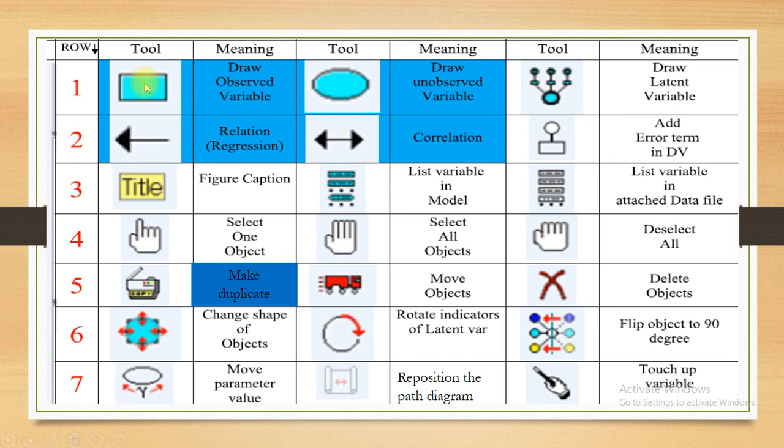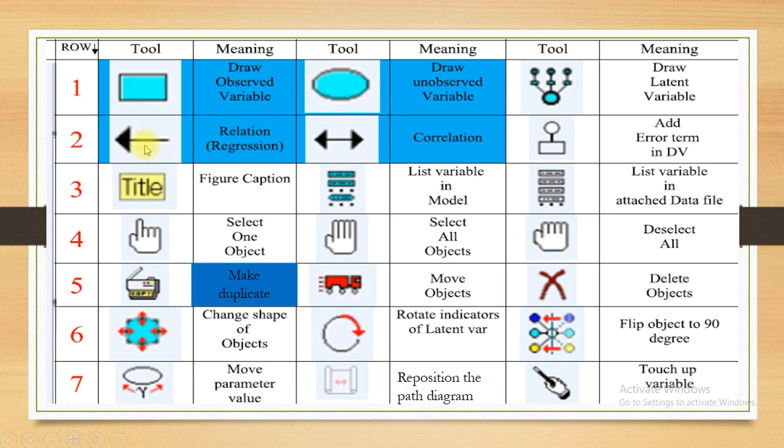We have the rectangle. This one is called the draw observed variable, or the observed variable. Use it to draw an observed variable, can be rectangle or square. Then we have the oval. That one is used to draw an unobserved variable. Then this is the latent variable that is normally added to the unobserved variable.